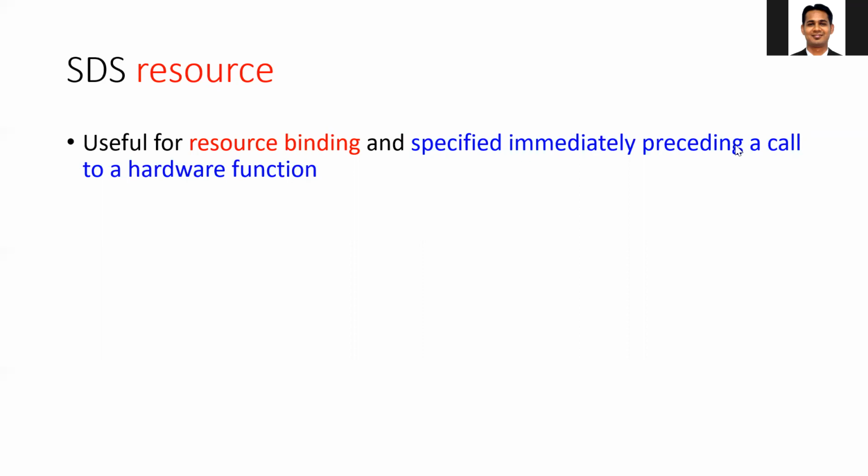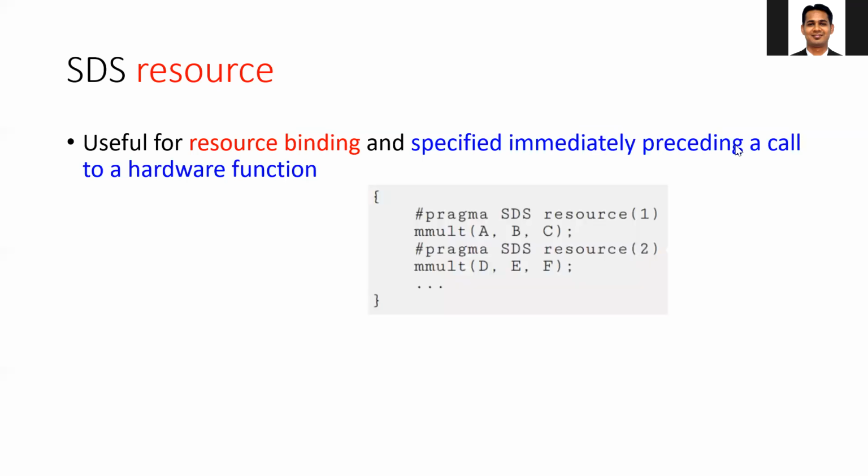So it is useful for resource binding. That means it indicates which function of your C code is to be implemented by which resource in the FPGA. It is specified immediately preceding a call to a hardware function. So in the main.cpp, we are doing the call to the hardware function, and there we need to mention which resources will be used to execute this call. For example, here you can see that in my main.cpp, I'm calling this mmult function twice. So I'm calling the hardware twice.